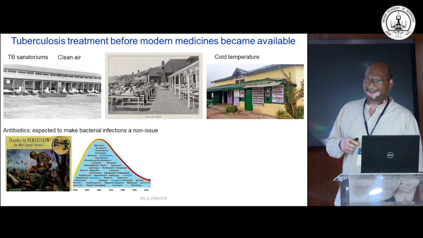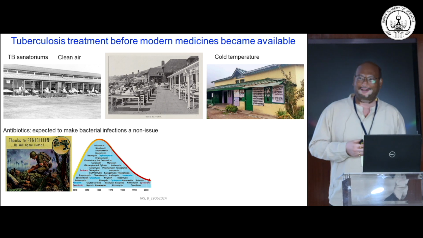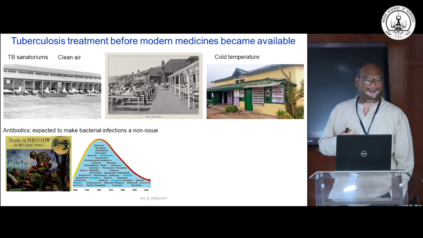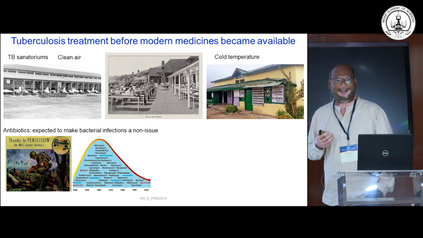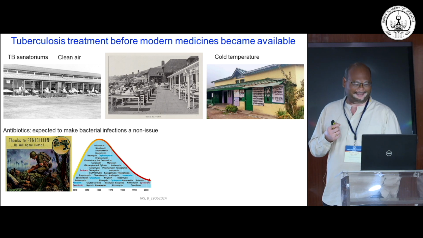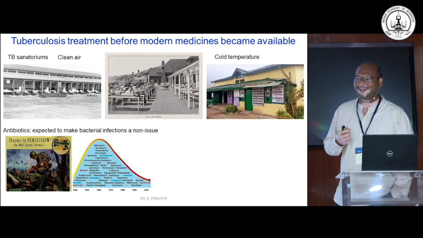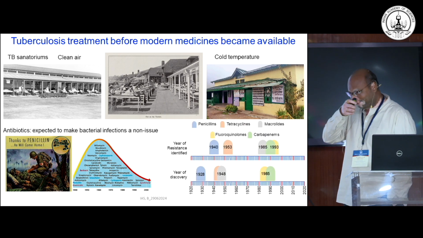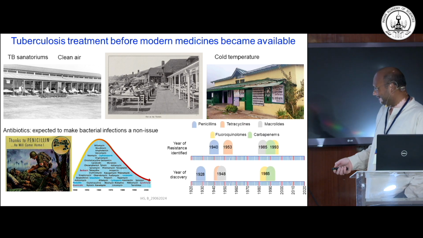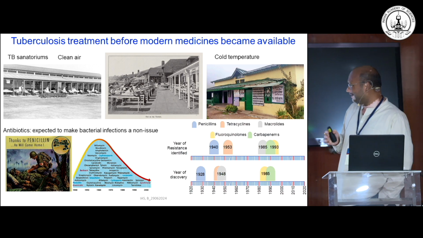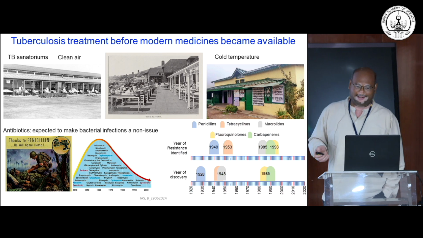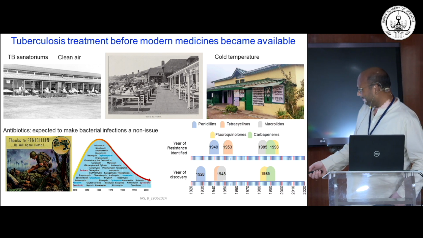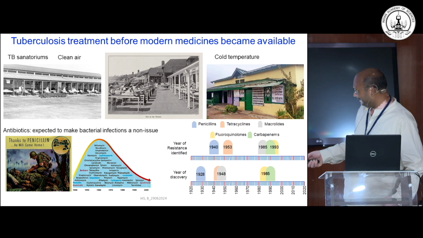And then in the 1930s, with the discovery of antibiotics, there was an expectation that the era of bacterial infection would be gone, because you have the bullet to kill all bacterial infections. But it was a very short-lived euphoria, because what I'm showing here is a chronology of some of the classic antibiotics discovery and when resistance against those antibiotics was reported. Here is the year of discovery, and here is the year resistance was identified.